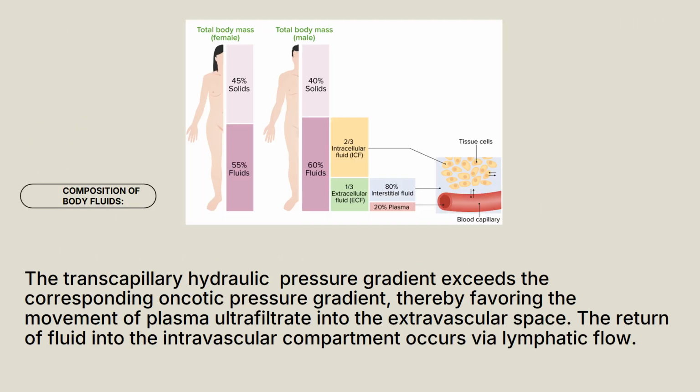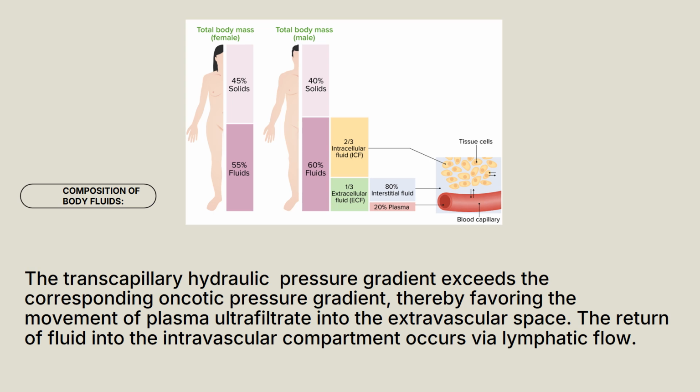So for starters, the human body is composed of 55% fluids in the female and 60% fluids in the male counterpart. These fluids are further divided into either intracellular fluids or extracellular fluids. The intracellular being two-thirds of that, and then only one-third is the extracellular fluid.